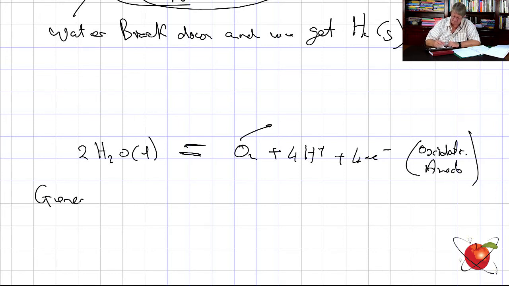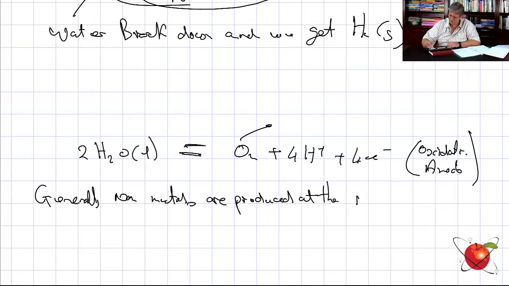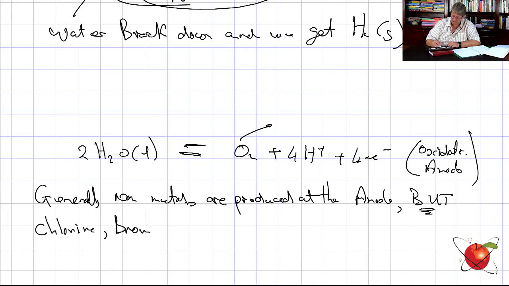Let's take this down. Generally, nonmetals are produced at the anode. Right? But, big but. Chlorine, bromine, yep, and what do you think the other one is? You're right. Iodine will be produced. Okay, chlorine, bromine, iodine produced.